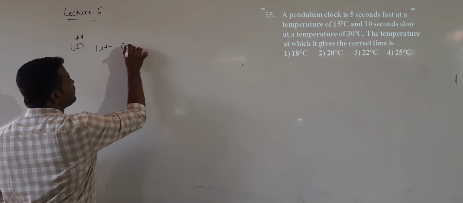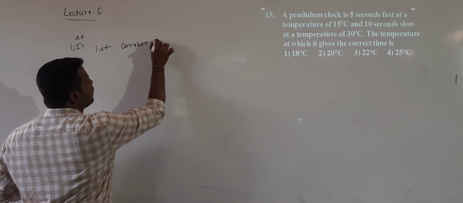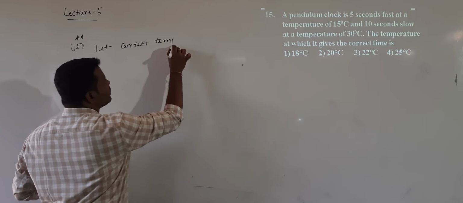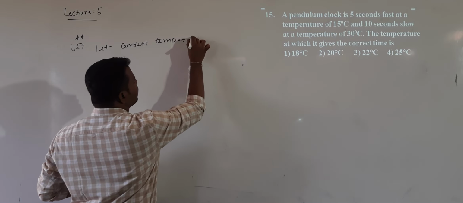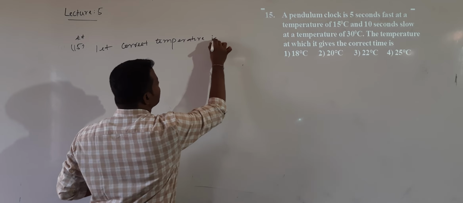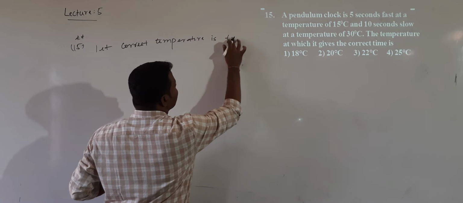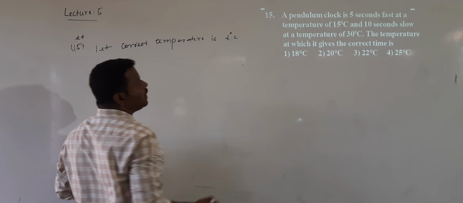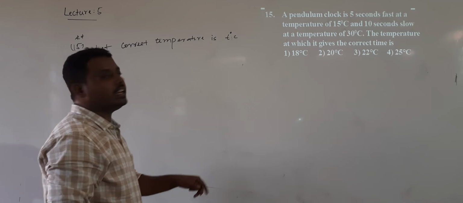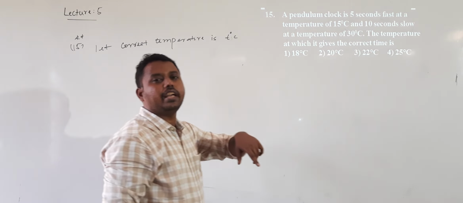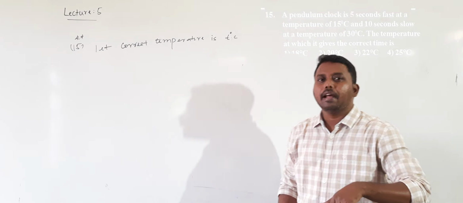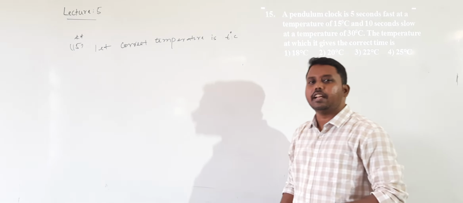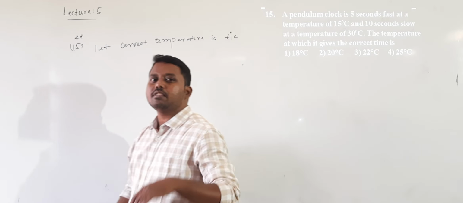If I consider the correct temperature to be T degrees Celsius, then 15 degrees is less than T degrees, and only then will it run fast. And 30 degrees is more than T degrees, and only then will it run slowly.